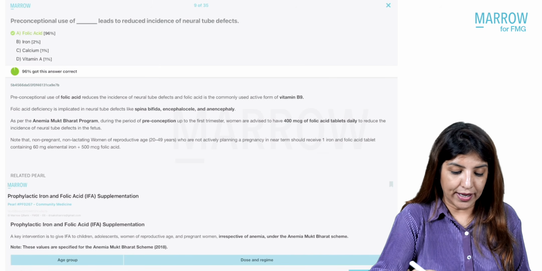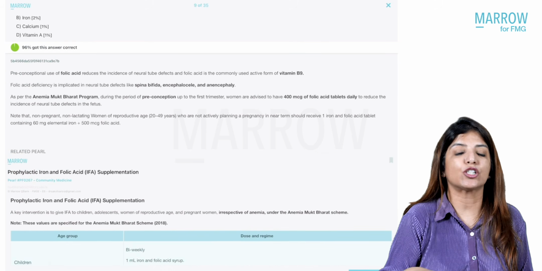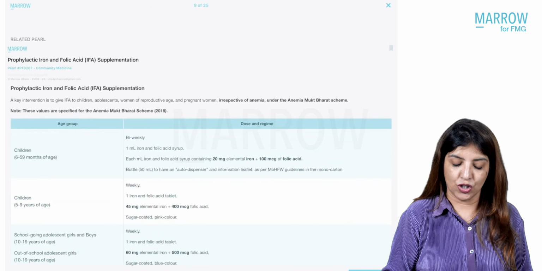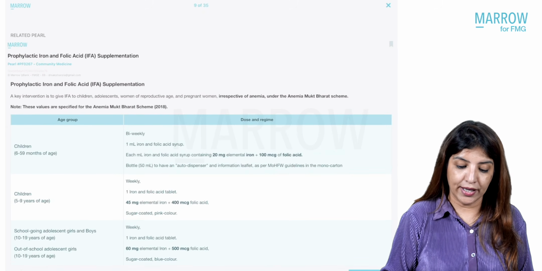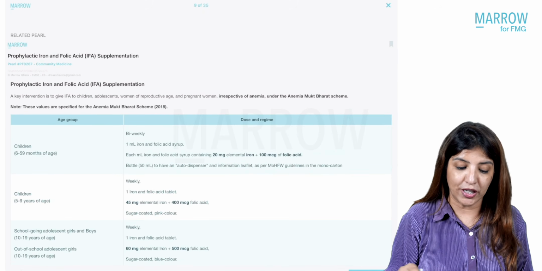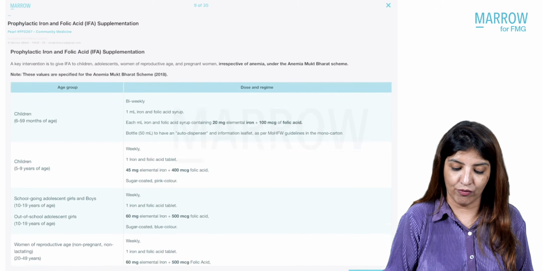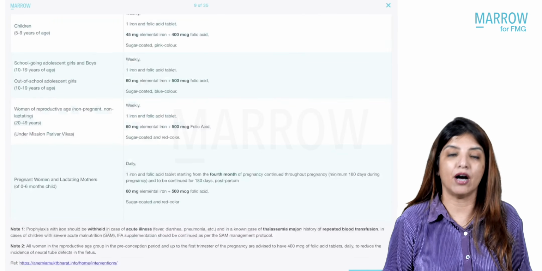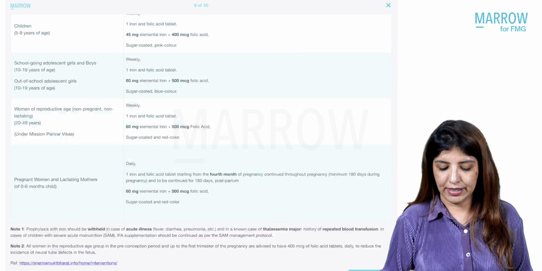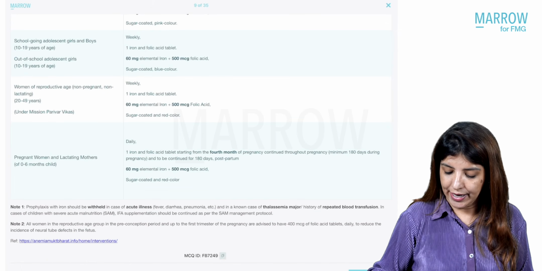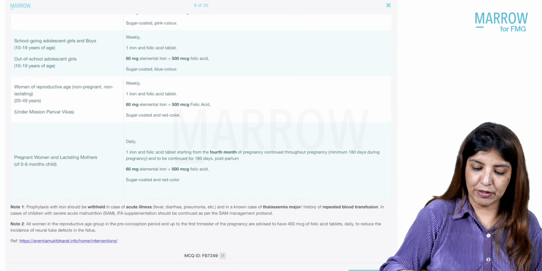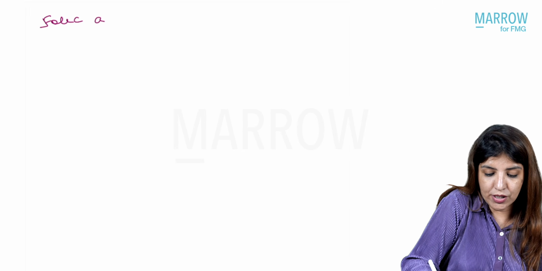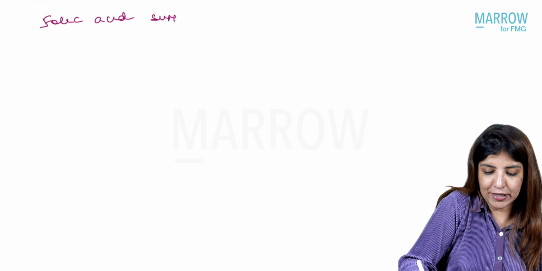Now, over here, you are also going to get explanation and the correct answer for that particular question. So as you can see over here, the explanation tells you prophylactic iron and folic acid supplementation. So they are giving you details of the Anemia Mukt Bharat program. Clear to all of you? Yes. Now, let us discuss folic acid supplementation. Let me discuss it with you. This is very important, folic acid supplementation.